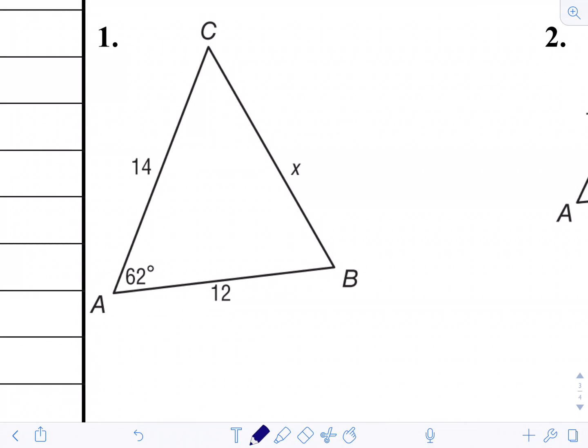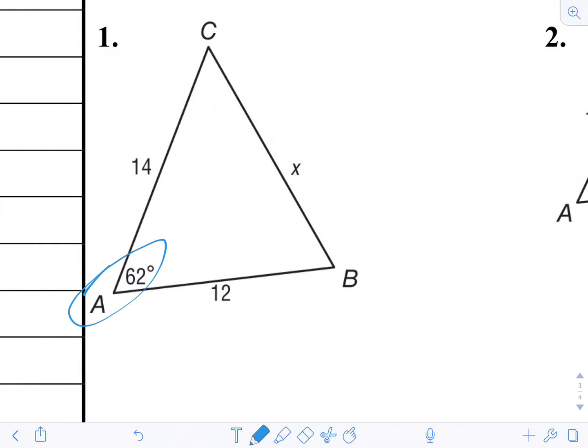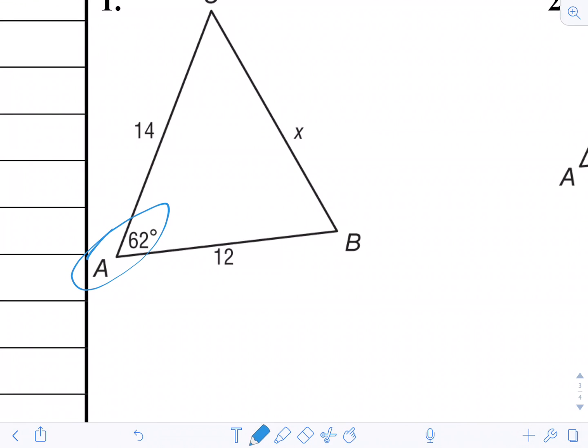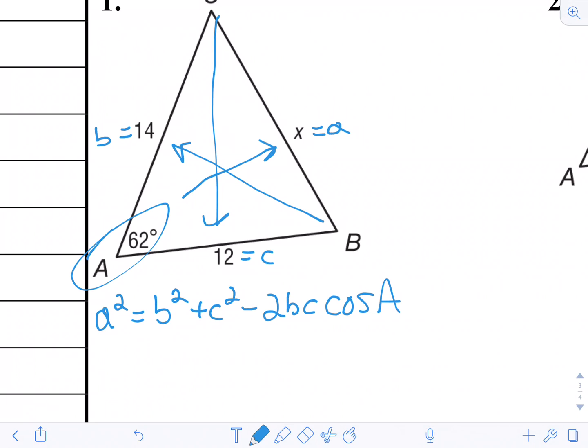Number 1, let me go ahead and identify what I know. I know angle A. So since I know angle A, I already know what formula I want to use. I want to use a squared is equal to b squared plus c squared minus 2bc cosine of angle A. Now let me label what I know from my picture. Since I know that's angle A, this is little a. Since this is across from angle B, that's little b. Since this is across from angle C, that's little c. So I can go ahead and plug this into my formula.